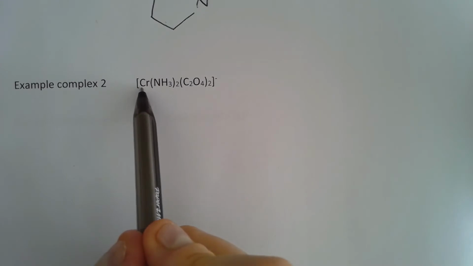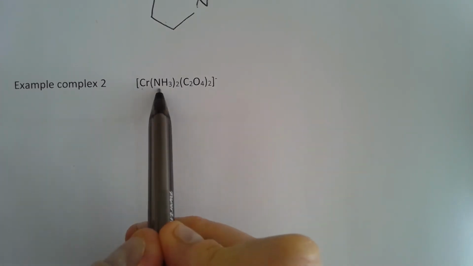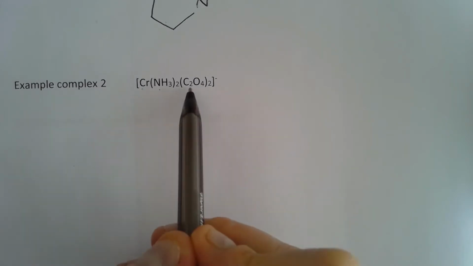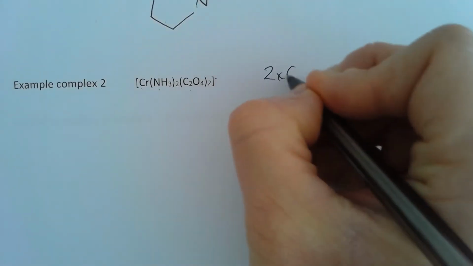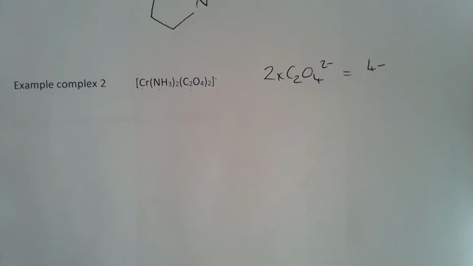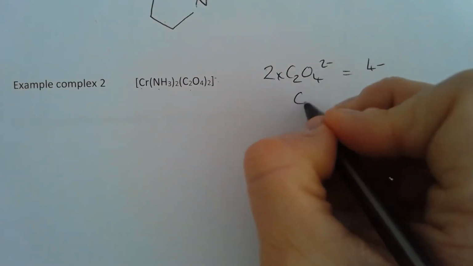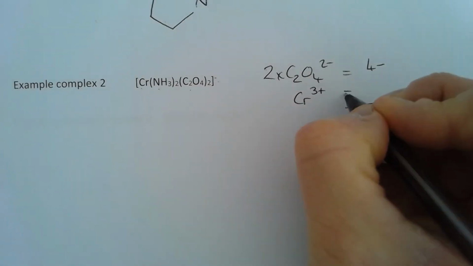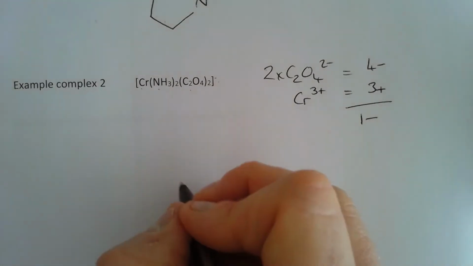If we have a look at our example complex number 2, the first thing we need to do is work out the charge on the chromium ion. Ammonia here is a neutral ligand, so that won't contribute, but then we've got the ethane diorate ligand. We've got two ethane diorate ligands, which gives us a total charge of 4-. The complex has a charge of 1- overall, which means the chromium must be a 3+ ion to balance that up. So I'm going to do the same thing as last time.